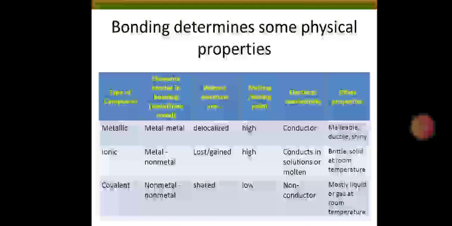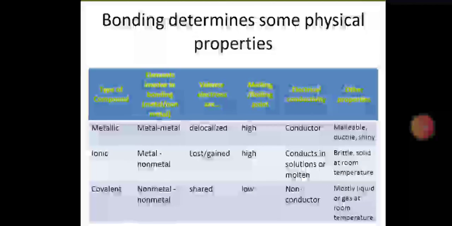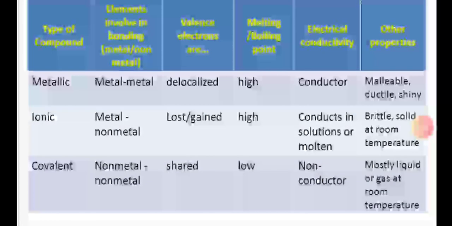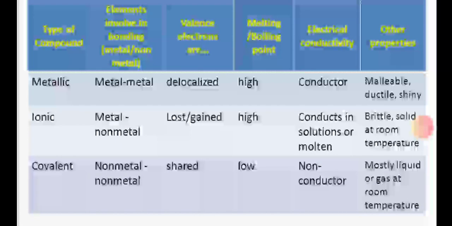All right, now let's talk about how bonding determines some of the physical properties. Yes, of course, the physical properties change depending on the bonding that is present. For example, if a metallic bond is present, which exists between metals, the delocalized or free electrons are involved in this type of bonding. It gives a high melting point to substances having metallic bonding, and metals are good conductors. They are malleable, ductile and shiny.